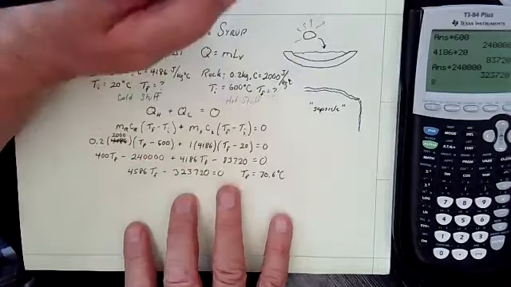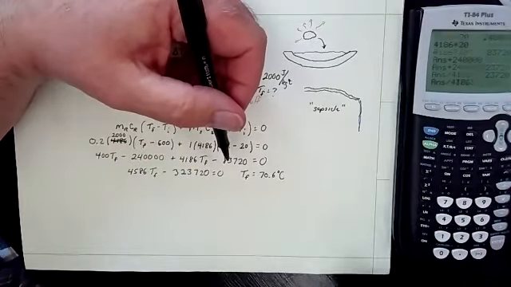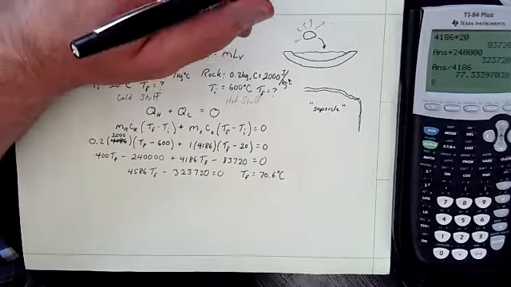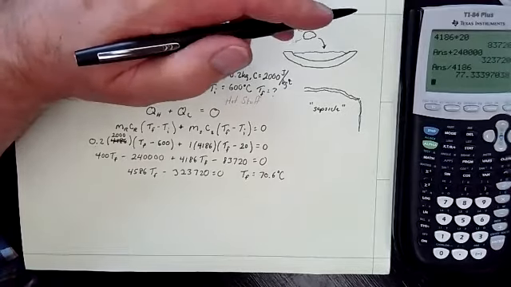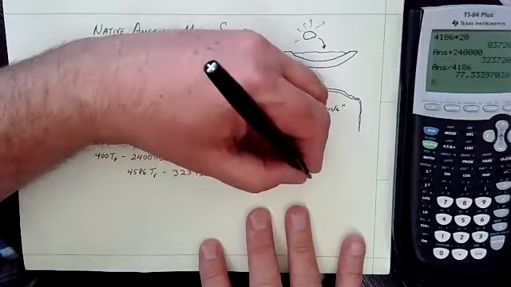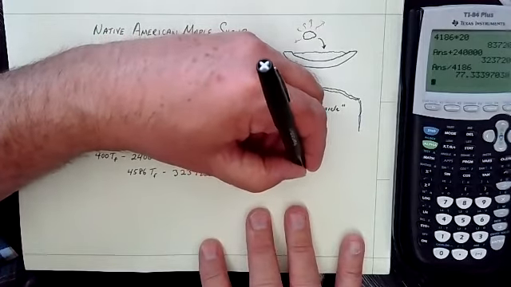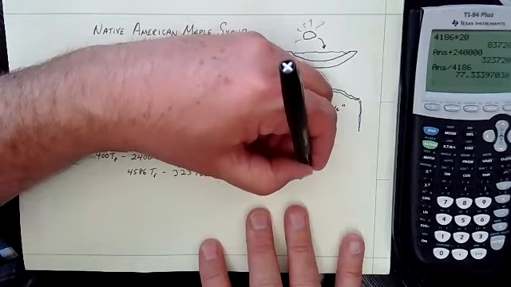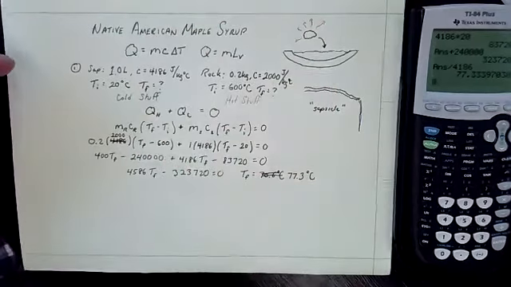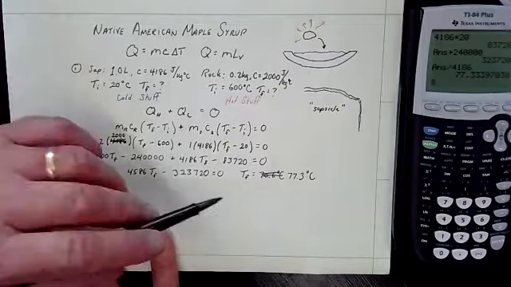70.6 degrees Celsius. I did that kind of fast. Let me just do it out again so you can see. Oh, 77. Wow, 2 mistakes on the same lesson. That's not good, Joe. So 77.3 degrees Celsius. All right, great. So now we made it hot.